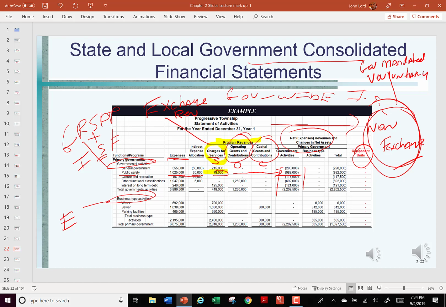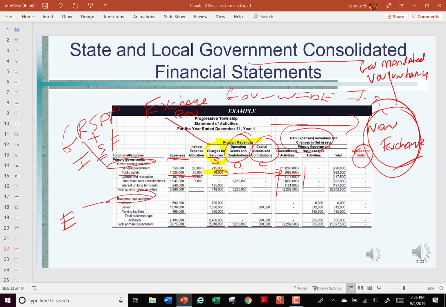Okay, when you get into your operating grants and your capital grants, these are government mandated and voluntary non-exchange. Okay, now what is a voluntary non-exchange? What I've described to you would be an example of a voluntary non-exchange because you have to apply to that higher level of government to say, please give us some money for our COPS program. We want to apply. We want that money, right? And then they'll approve that.